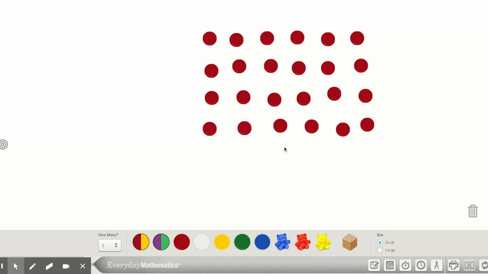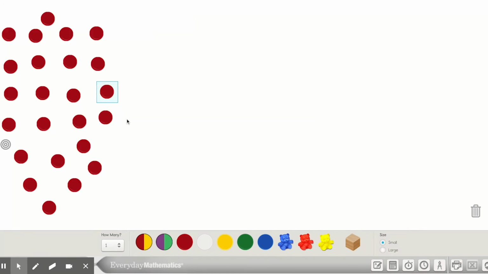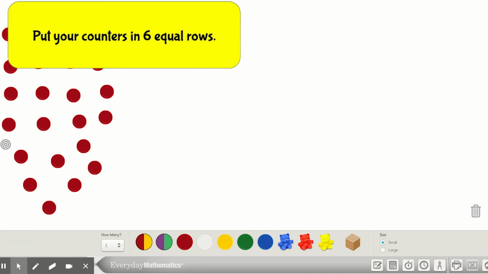Take your counters, put them to the side. Let's do another Simon Says. Okay, next one. Simon says, put all of your counters in six equal rows. Go.